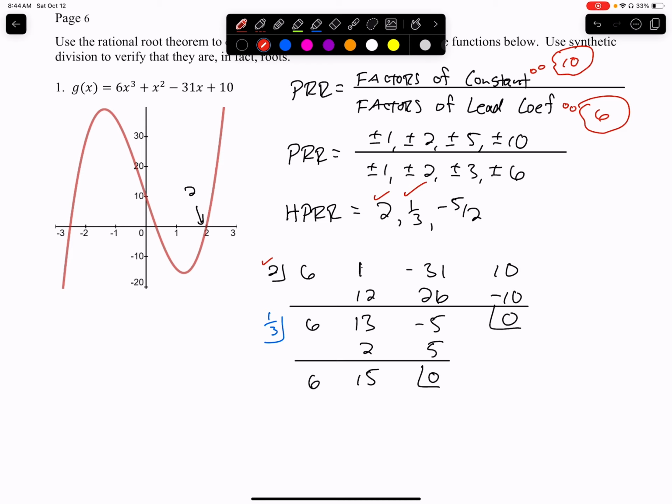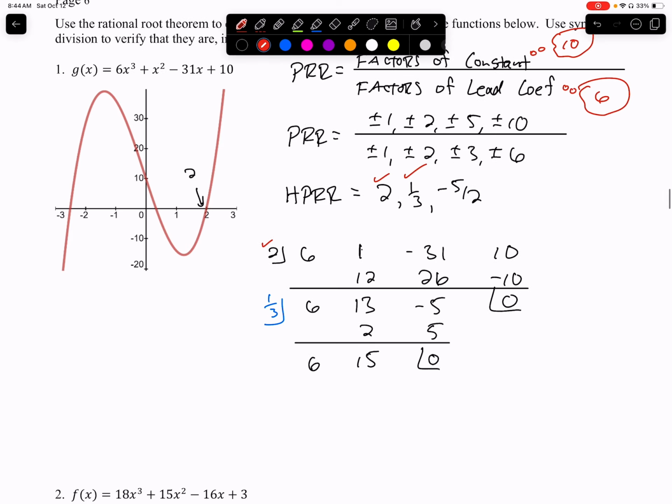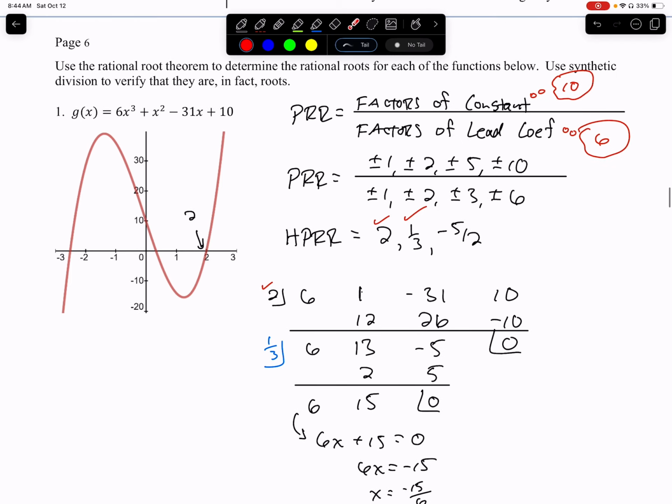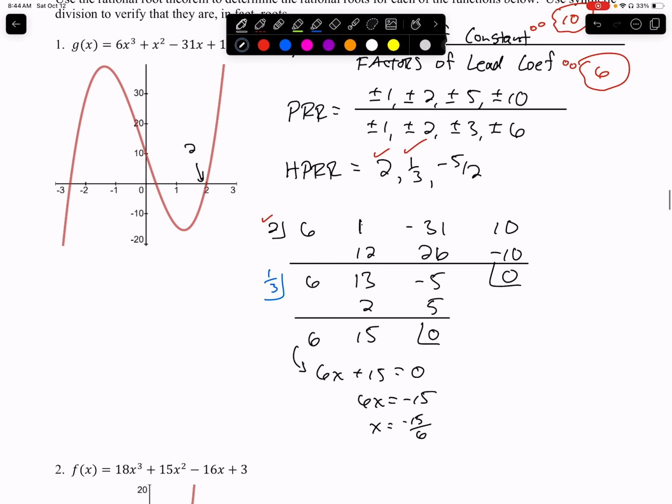Now, if I'm only left with one factor, I'm not going to do synthetic division. You can if you want. I'm going to change this into a linear function, set it equal to 0, and solve it. You might be alarmed that you get negative 15 over 6. It's not one of our choices up here. But you can reduce this. This reduces to negative 5 over 2. So that also is one of our roots.